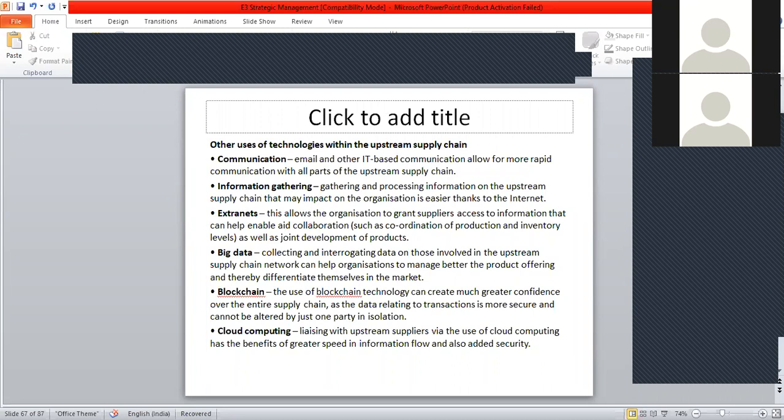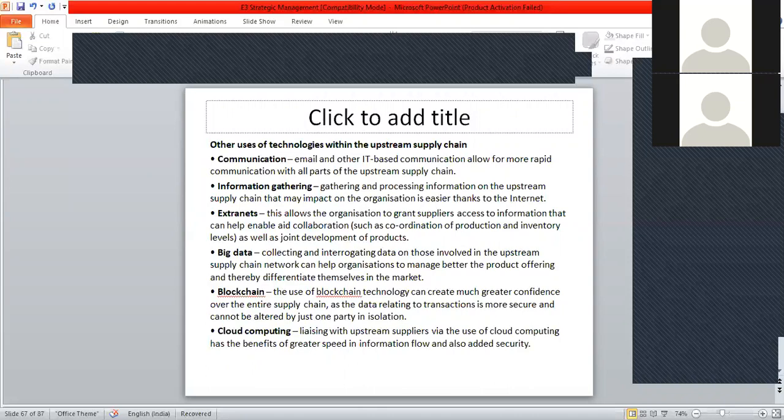This allows the organization to grant suppliers access to information that can help enable collaboration as well as joint development of products. So when they are also allowing the external stakeholders to be connected, we call that an extranet.